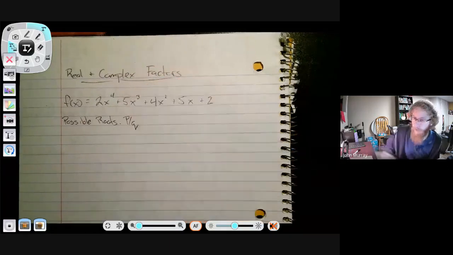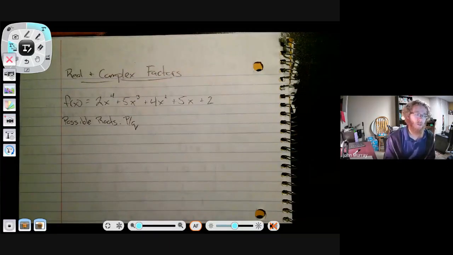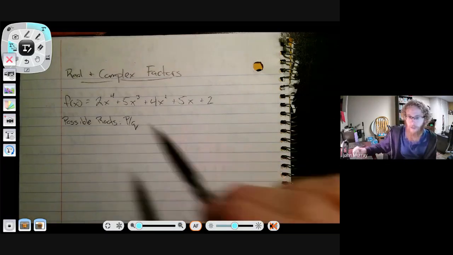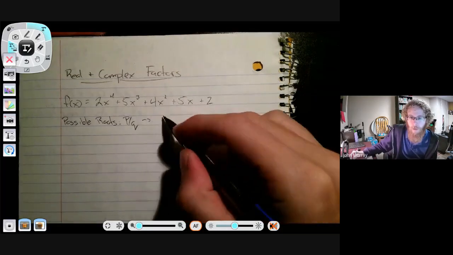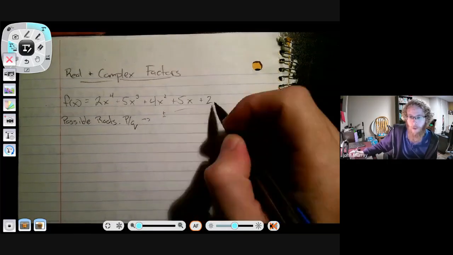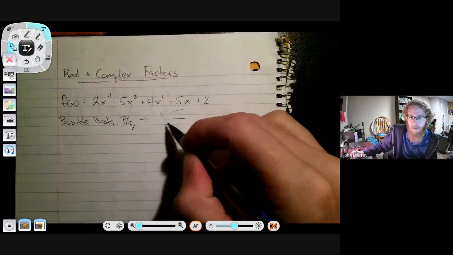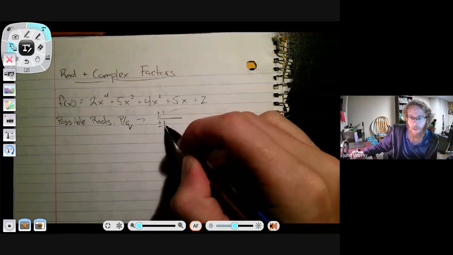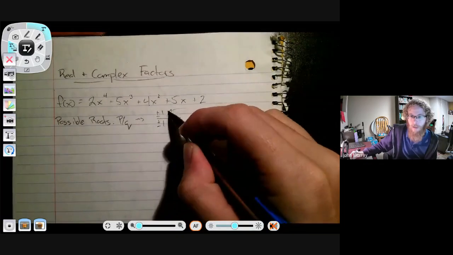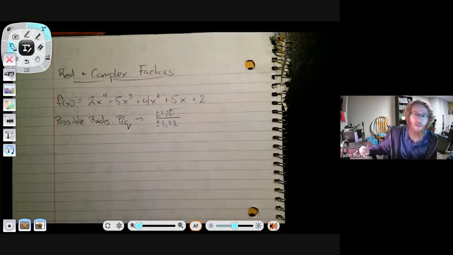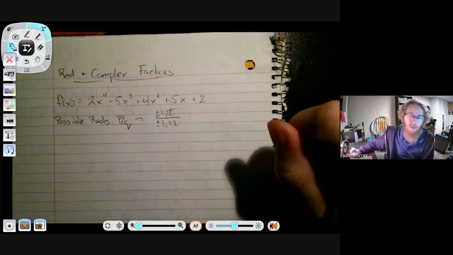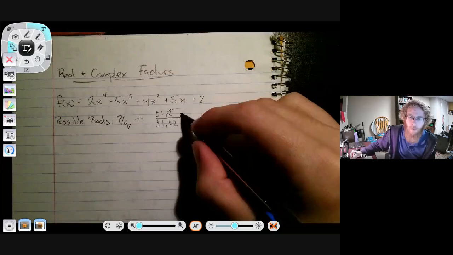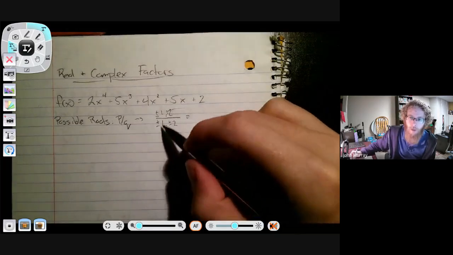All right, so I'll give you a quick reminder. That is your p over q. Well, this one, we don't have many choices. My leading coefficient is 2, and my constant term is 2. So both have a factor of 1 and 2. So we just have to make combinations and make sure they don't repeat.